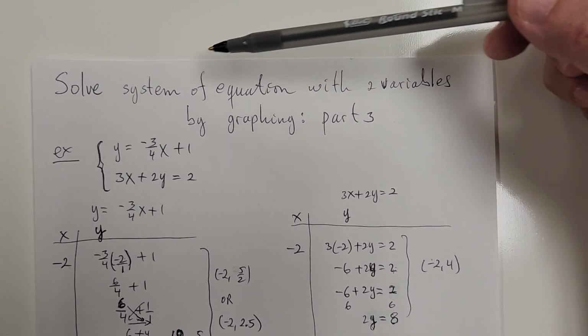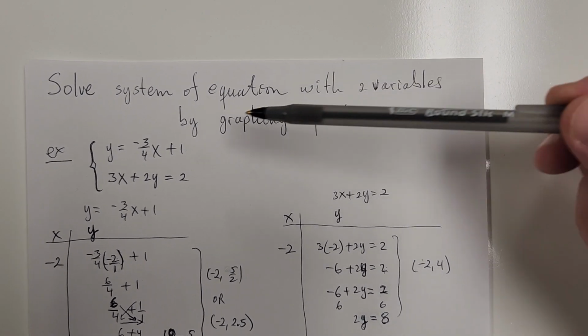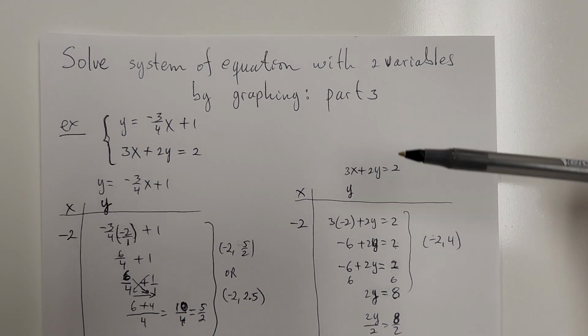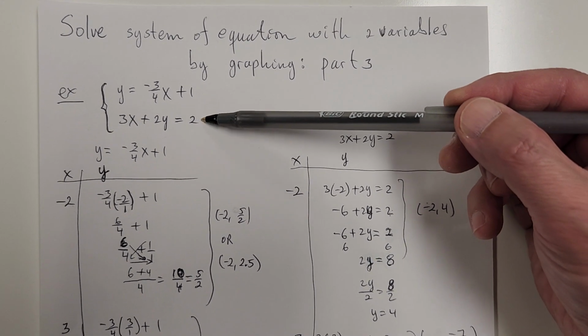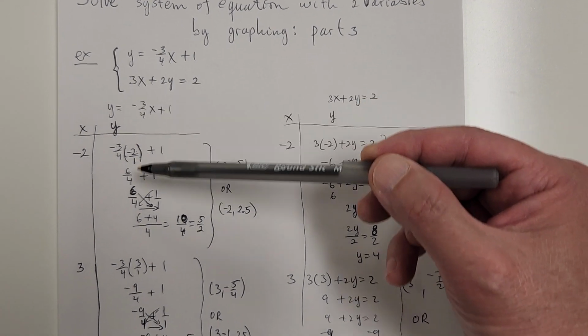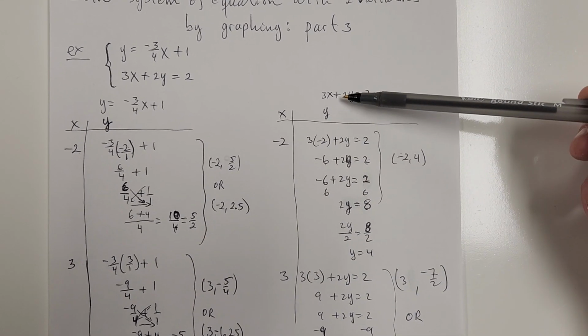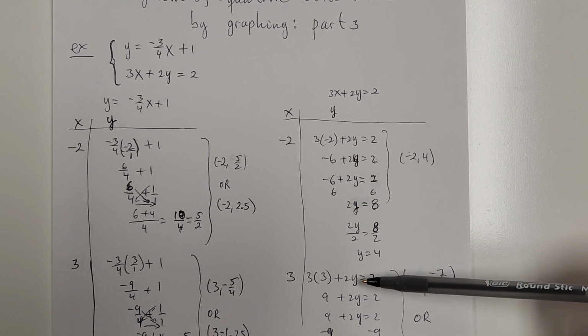This lesson is solve system of equations with two variables by graphing, part 3. This is equation 1, this is equation 2. The left is for equation 1, the right is for equation 2.